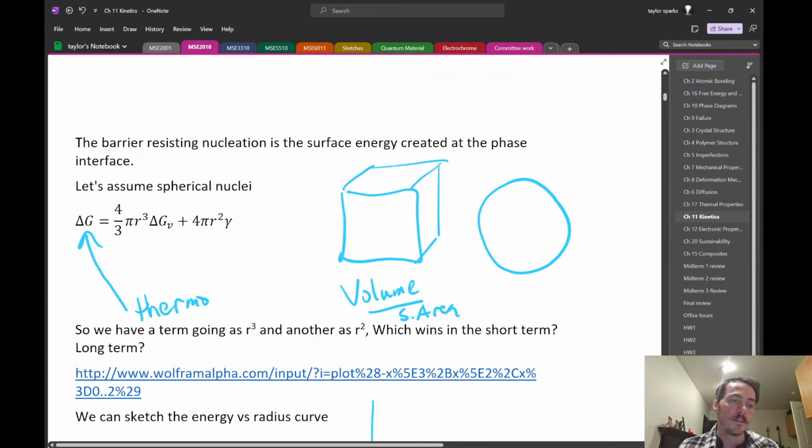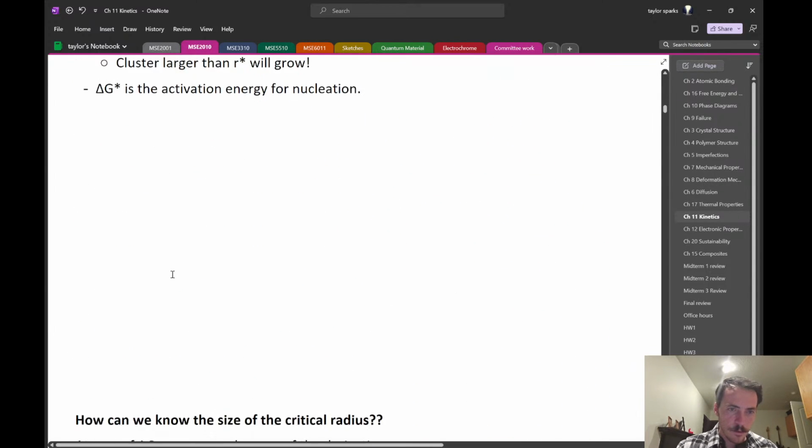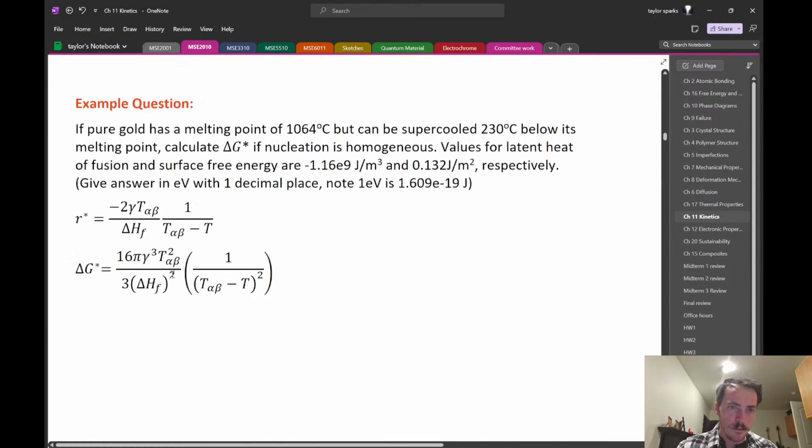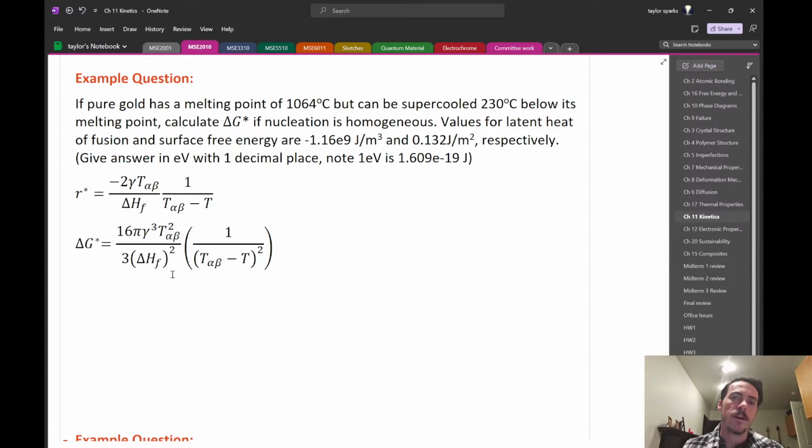Some of these, like metals, technically melt at around 1300 C or something. I think we gave you an example. Yeah, right here. Pure gold melts technically at roughly 1000 Celsius, but you can cool it all the way down to 230 degrees below its melting point if nucleation is homogeneous.